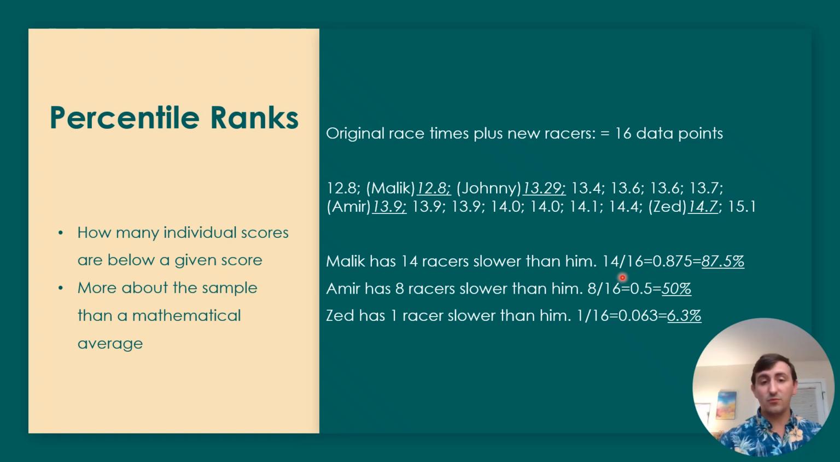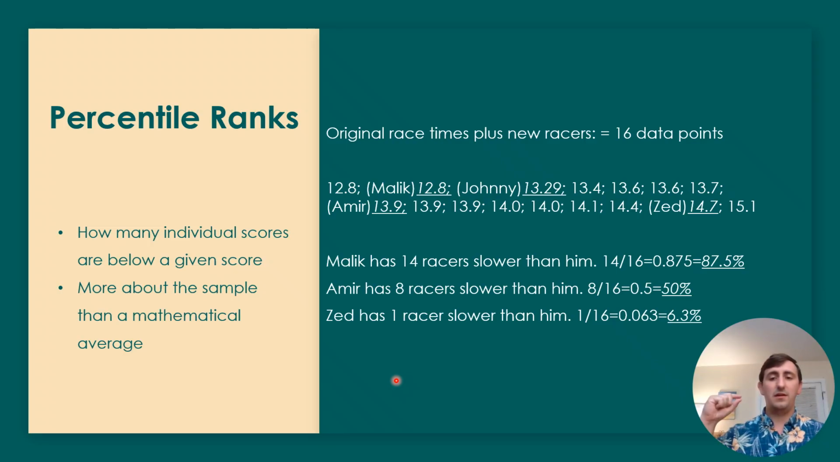Amir has 8 racers below him, so if you can count 1, 2, 3, 4, 5, 6, 7, 8 racers below Amir. 8 divided by 16, the total number, gives you he's in the 50th percentile. That is very close to dead average, dead center. And Zed only has 1 racer slower than him, so he's in the 6th percentile. 1 divided by 16 equals 6.3%. So there's a big difference between z-scores and percentile ranks.